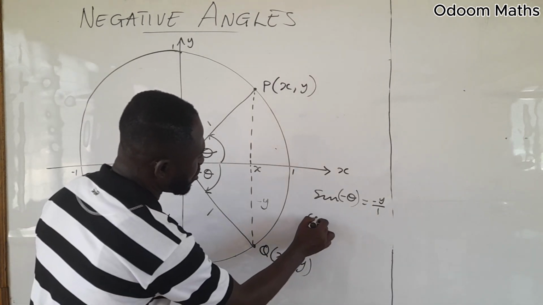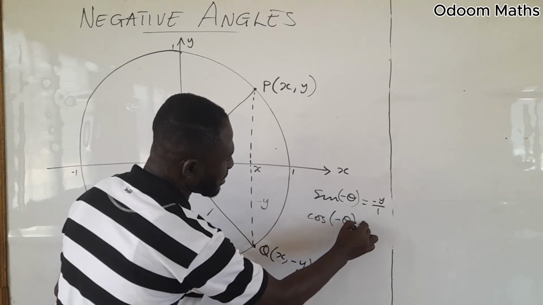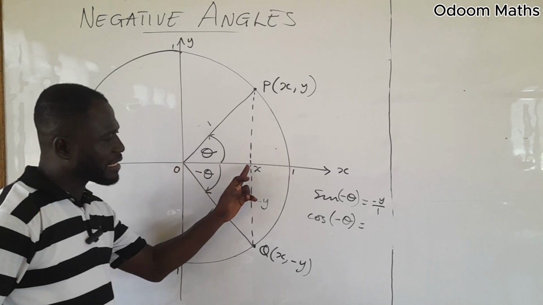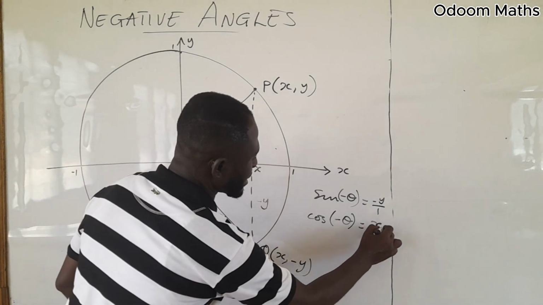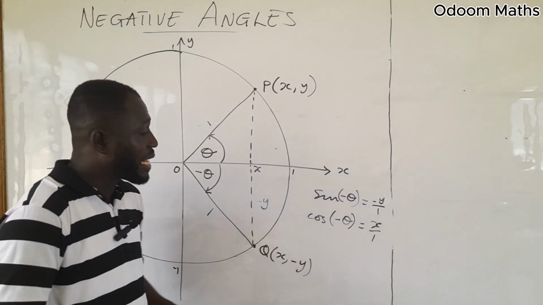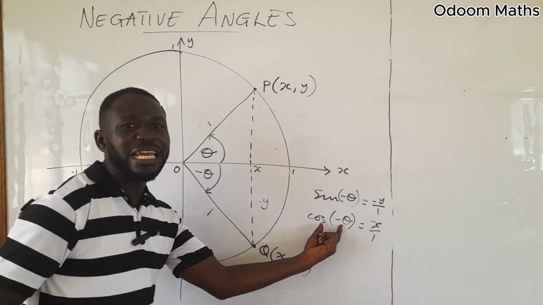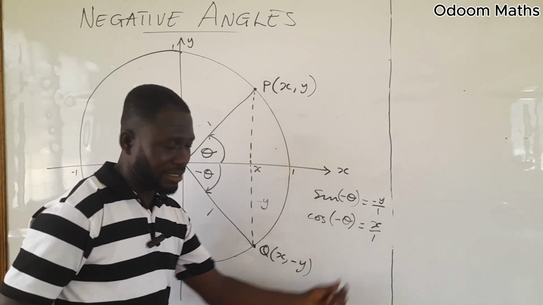Now cos negative theta. Cos is adjacent over hypotenuse, so x over 1, which is positive x. That is one reason why when you put any negative angle for cos, you are going to get a positive answer. That is clear.